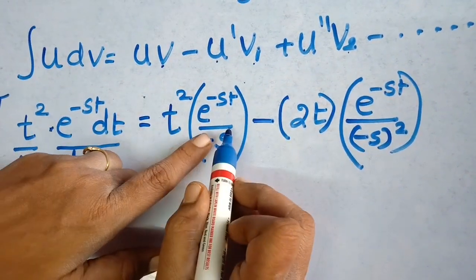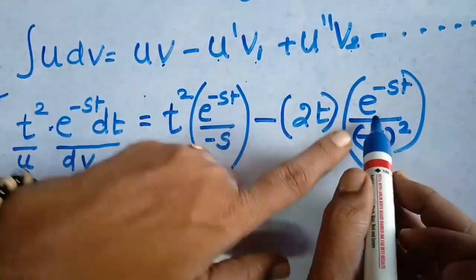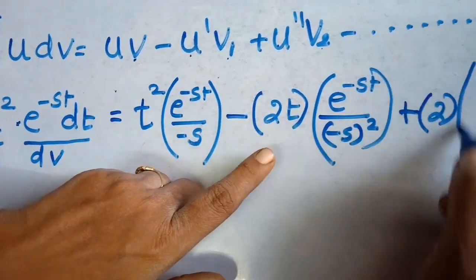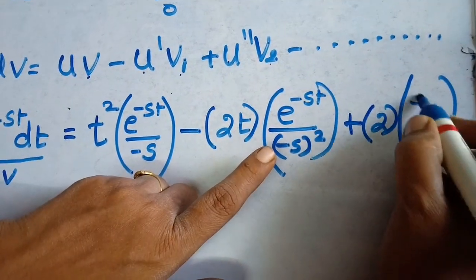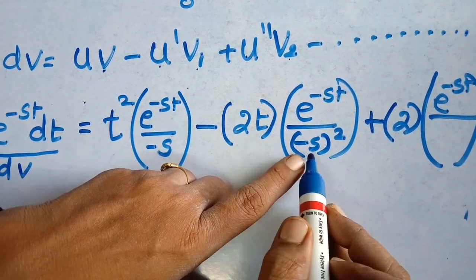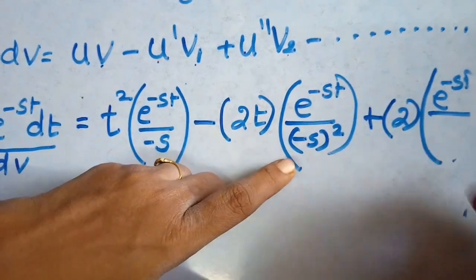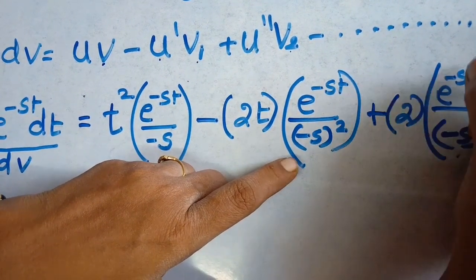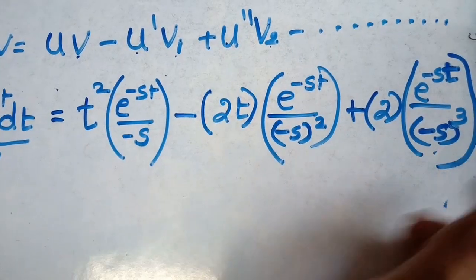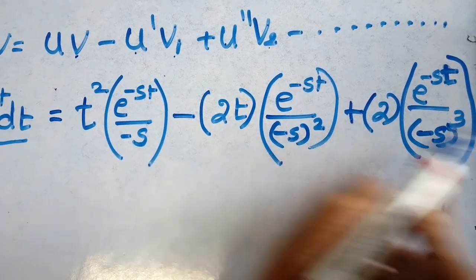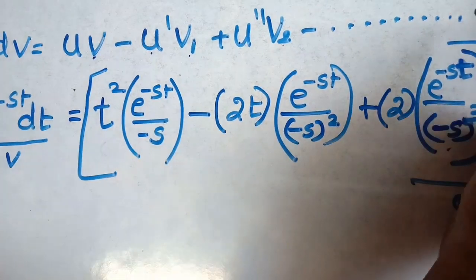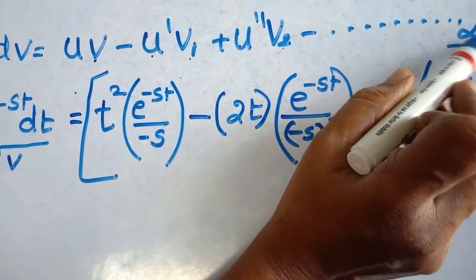Then uv minus u' v1, integration of this, plus differentiation of this, which is 2, and integration of this is e power minus st by minus s. Already we have minus s the whole square, so we write minus s the whole cube. This is the whole cube e power minus st, and in the next step the differentiation of 2 is going to be 0. So this is the last step. Now apply the limit from 0 to infinity.